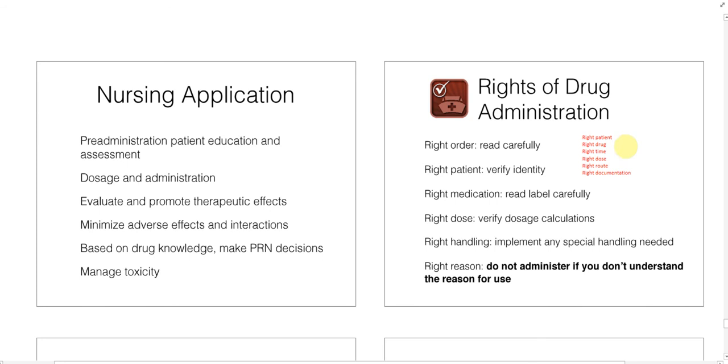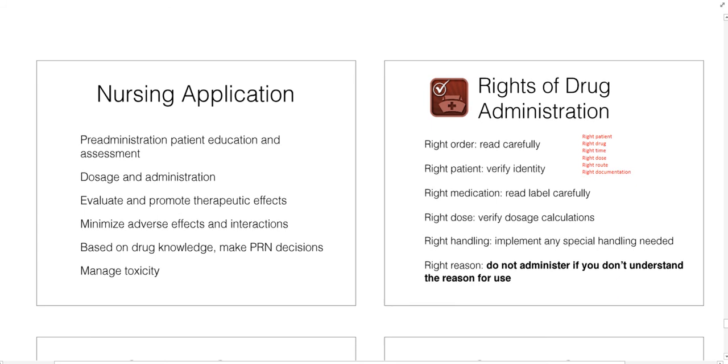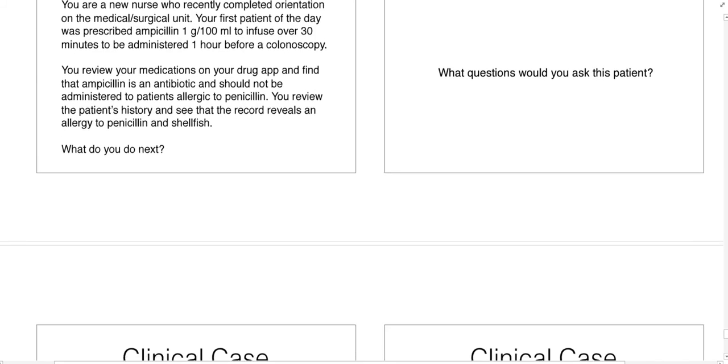So make sure you're staying good on your 6 rights: the right patient, right drug, right time, right dose, right route, right documentation. These fit into that. I don't remember seeing these. But this is also very important, right reason, which would fall under right drug. Do not administer if you don't understand the reason for using that drug. I think that's it.